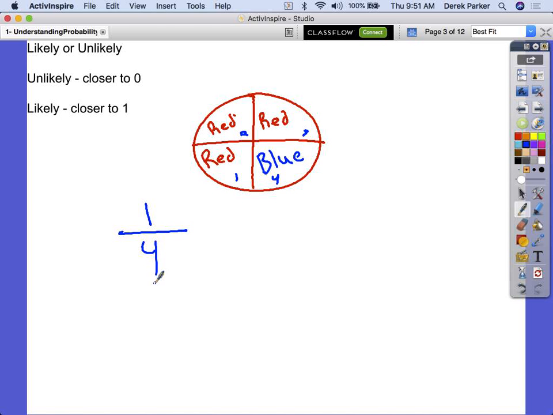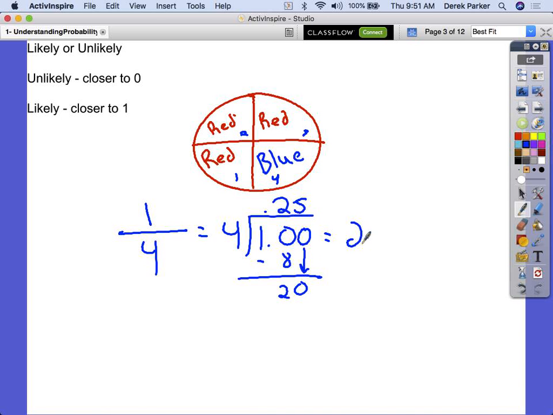Now, unlikely or likely, what we have to do is convert that 1/4 to a decimal by dividing 4 into 1. And we get decimal 0.25 or 25%. And you have to think to yourself, is 25% closer to 0 or 1? Well, 25% is closer to 0, so it is unlikely that it will land on blue.